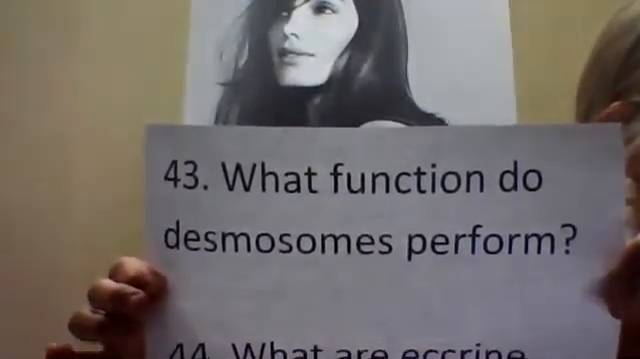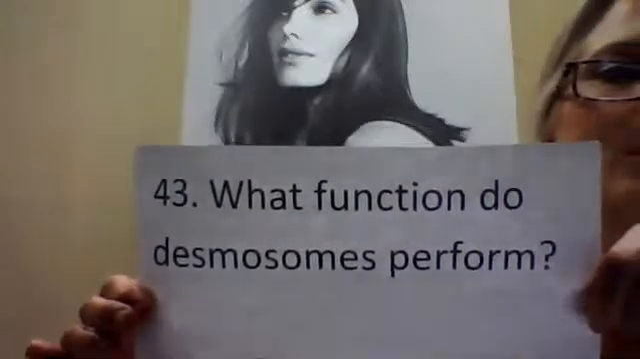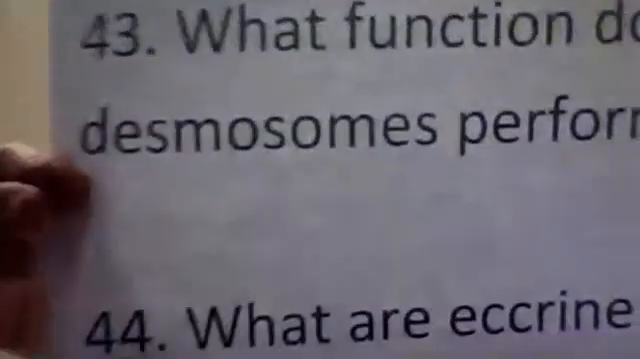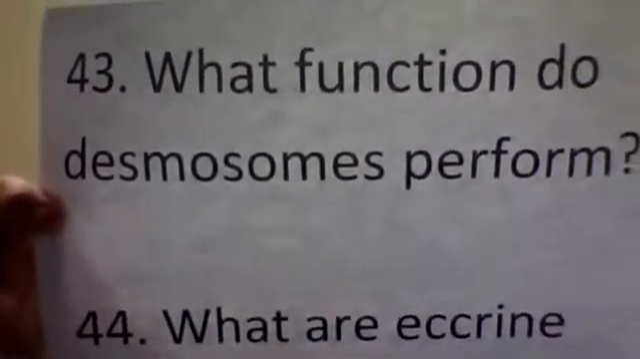43. What function do desmosomes perform? Ooh, it's a hard one. Remember, the desmosomes are in the stratum corneum at the top. To keep those things from fluffing off and to keep that toughest layer, they are binders in there. So they're little binders, all right? So what function do the desmosomes perform? Bind cells together in the corneum layer. All right.